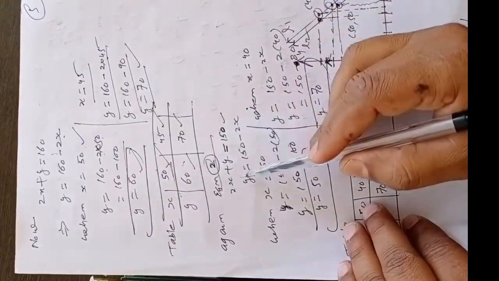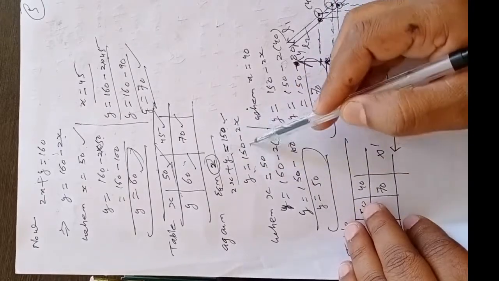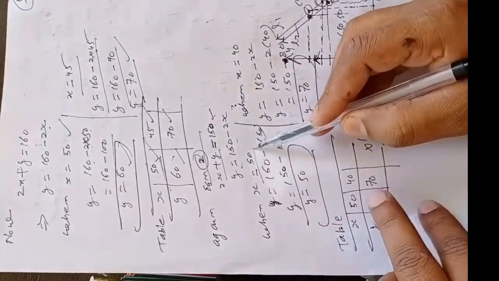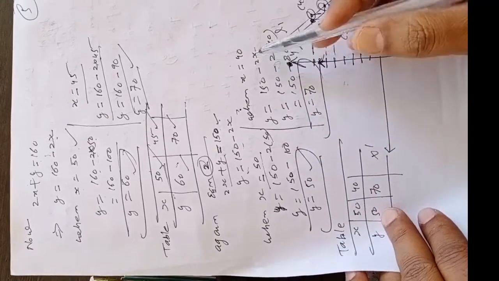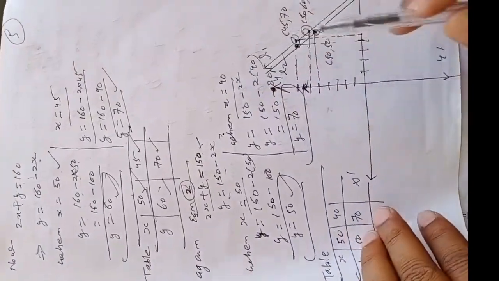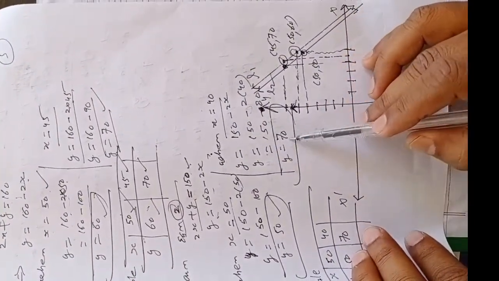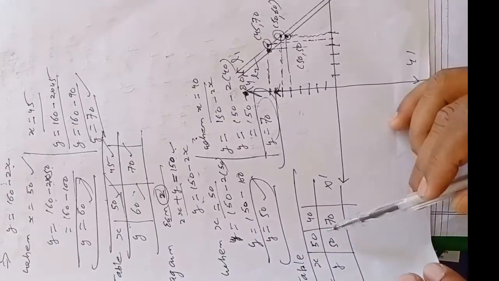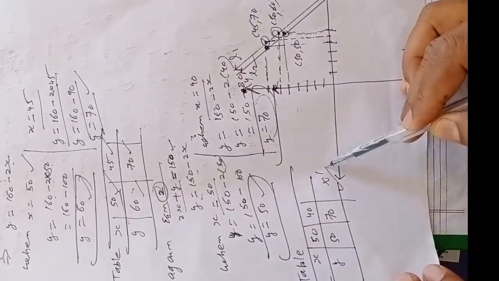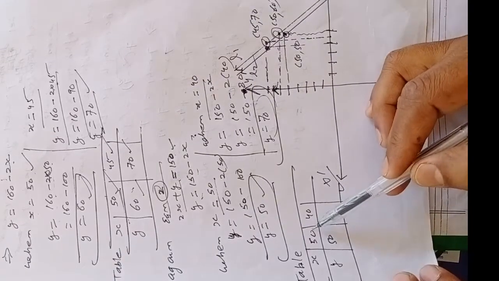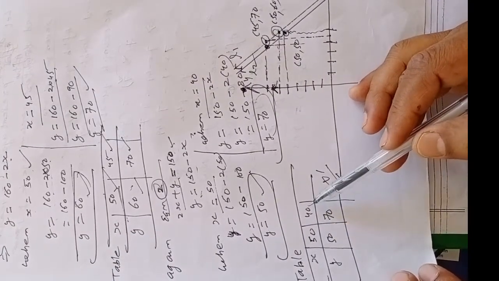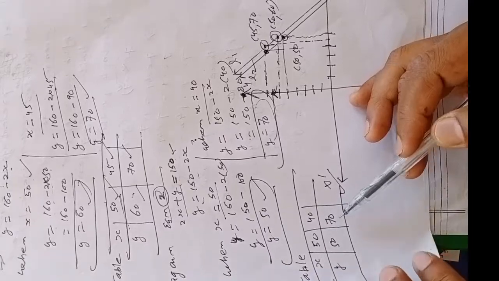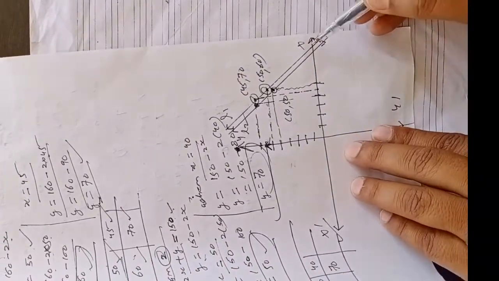In equation 2, 2x plus y is equal to 150, so y will be 150 minus 2x. When we are putting x is equal to 50, y is coming 50. When we put x is equal to 40, then y is coming 70. Now we will write its table: when x is equal to 50, y is 50, and when x is equal to 40, y is 70. Then we will draw this on graph paper.